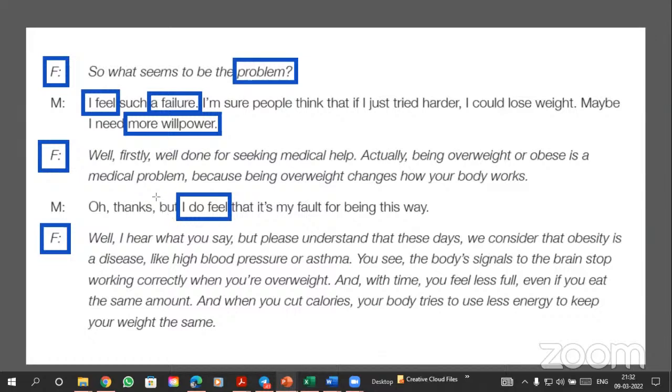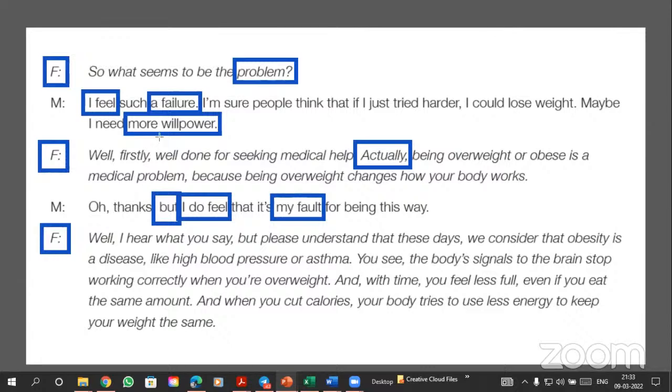He's saying "but", meaning whatever you tell, I think like this. It's my fault. It is my mistake for being obese. So now what she is telling you, see here. "Actually" means reality. That means what you are telling is not real. What you are thinking is only a feeling, but actually that is not right.